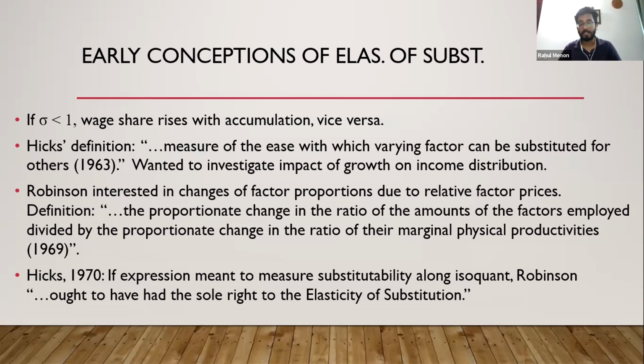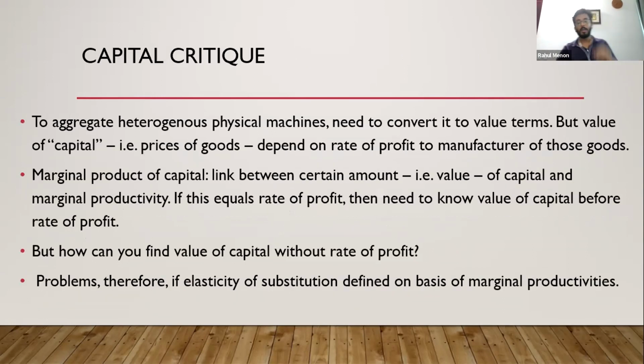Hicks actually wrote in 1970 that if this expression was meant to measure substitutability along an isoquant, Joan Robinson ought to have had the sole right to the elasticity of substitution. It's a very interesting point. It's a deplorable point that her contributions to the textbook theory have been ignored, but perhaps it's for the better, because she would not like to see herself associated with this, given the revolution in economic theory that she brought about. Now, to jump into it, what were her criticisms?